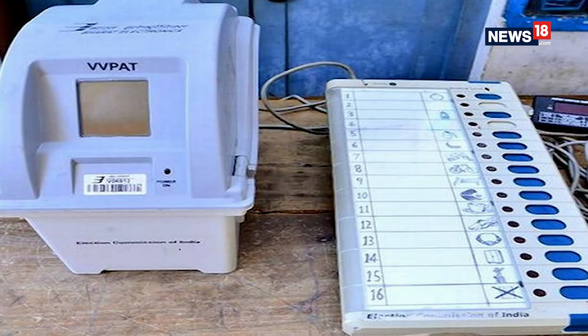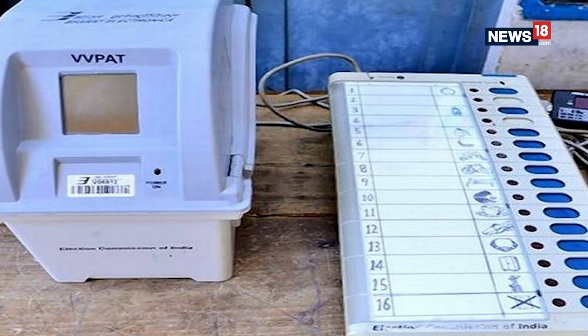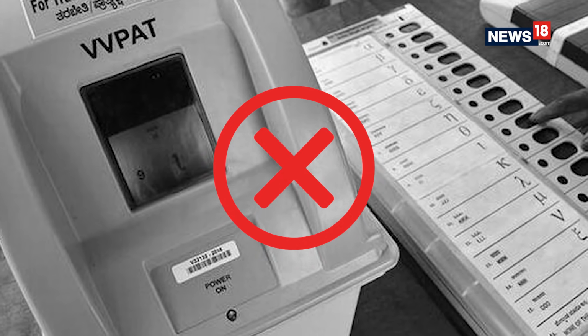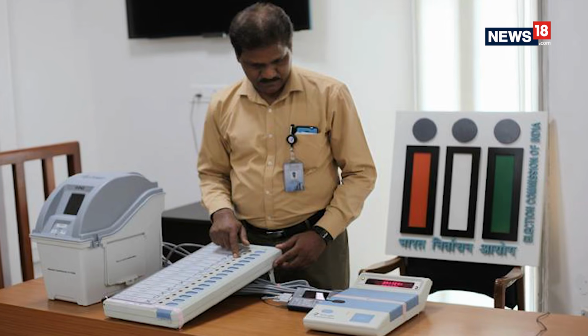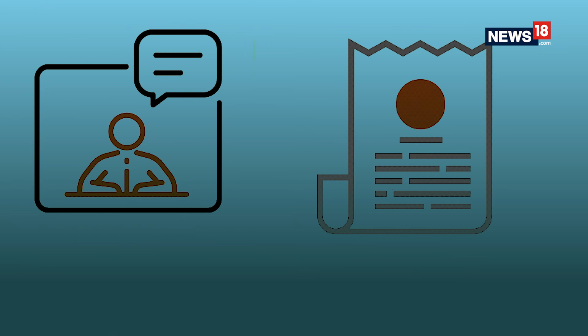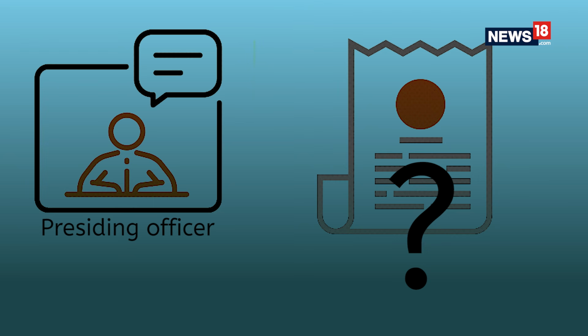The counting of the VVPAT slips is also done in cases where the control unit encounters some minor error and the result cannot be retrieved from the control unit, or there is a difference in the vote shown in the control unit and the vote mentioned in Form 17C. This situation arises when the presiding officer forgets to clear the mock poll votes from the machine.